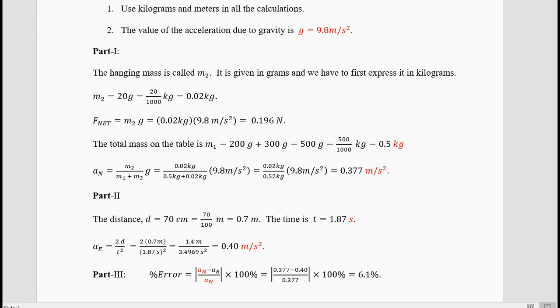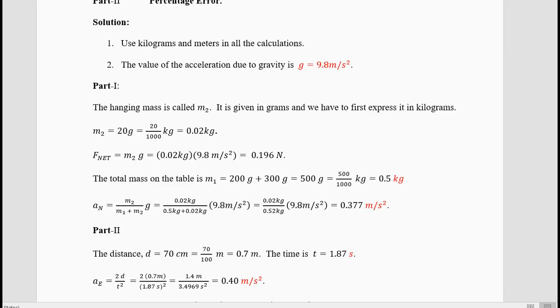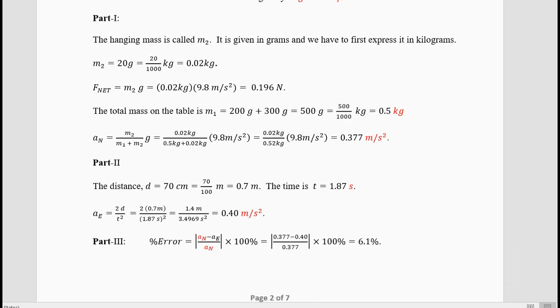Now the total mass is M1 equal to 200 gram plus 300 gram. The green cart is 200 gram and the black masses are 300. So 200 plus 300 is 500 gram. Divide by 1000, you will get 0.5 kg, half kg. Now the acceleration using Newton's formula is AN equal to M2 divided by M1 plus M2, times g. That is 0.02 kg divided by 0.5 plus 0.02. Remember to add M2 in the denominator also.